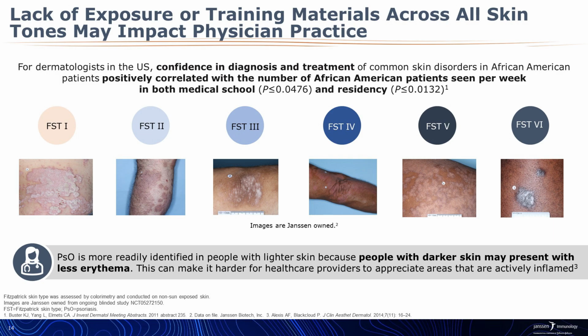showed a positive correlation between the confidence in diagnosis and treatment in skin disorders in African American patients with the number of African American patients seen per week in both medical school and in residency. Psoriasis is more readily identified in patients with lighter skin because people with darker skin may present with less erythema. This can make it harder for healthcare providers to appreciate areas that are actively inflamed in patients with darker skin tones.